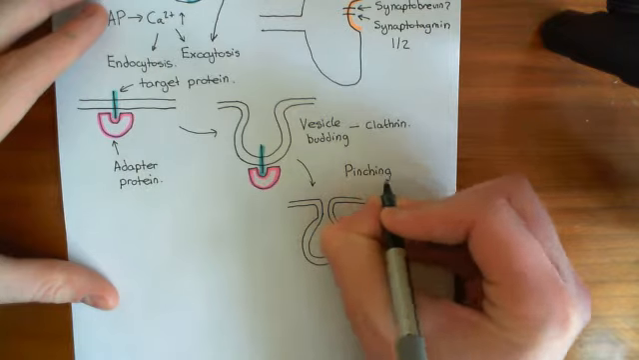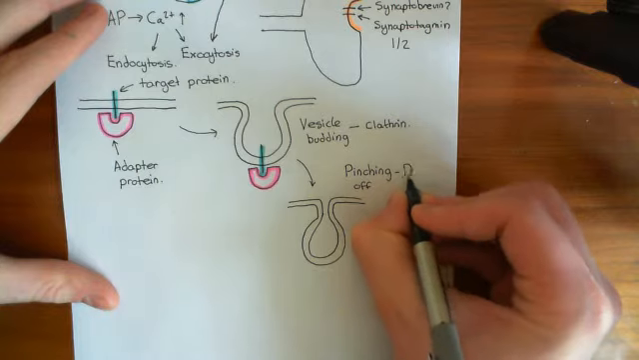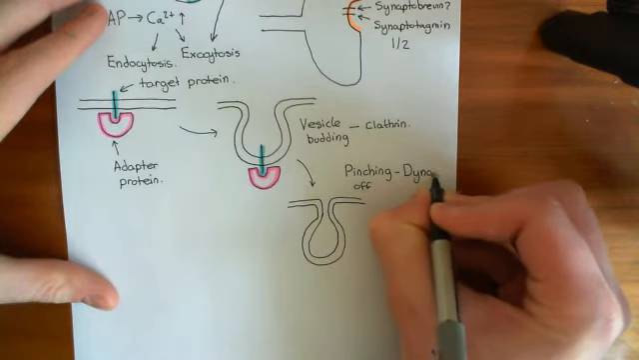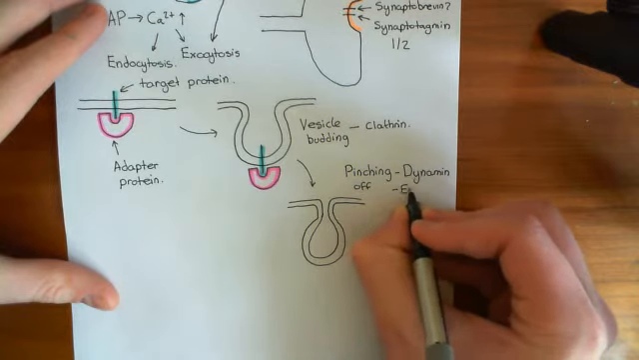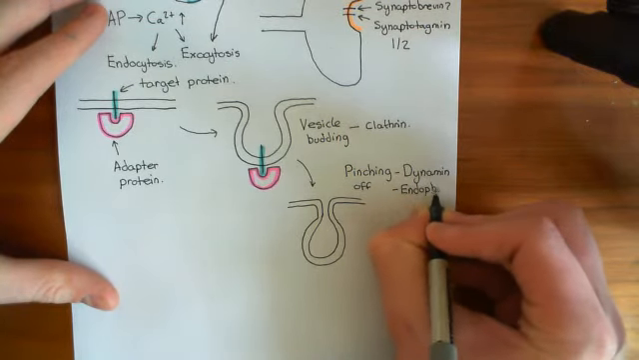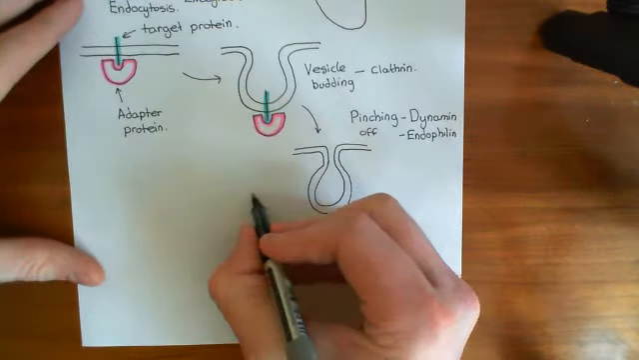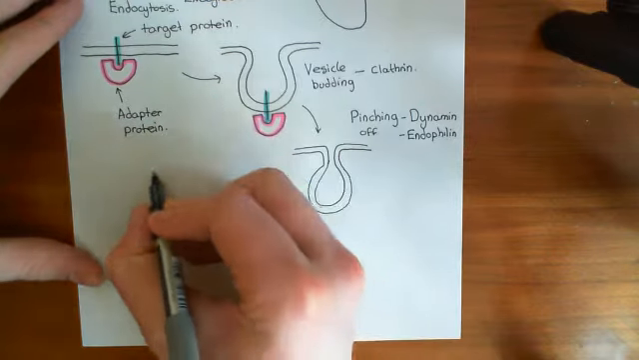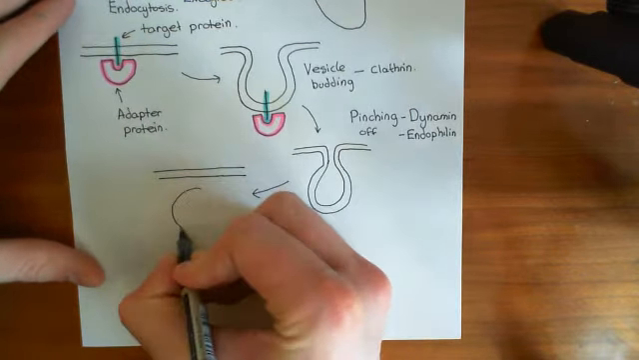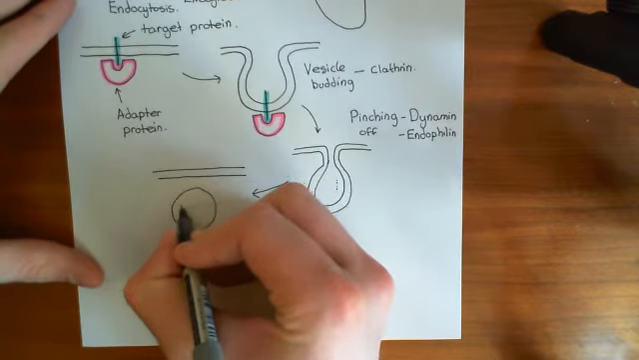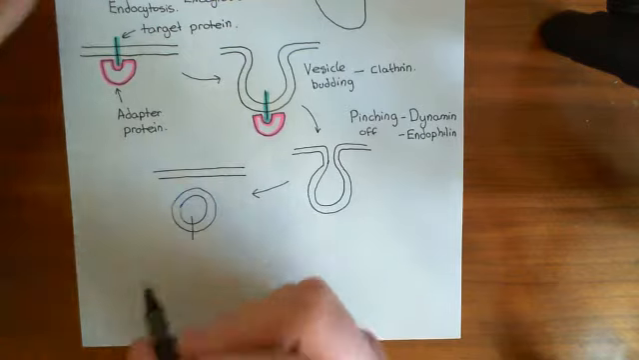And again, there are two proteins which are involved in this, and they are dynamin, which again we'll have a separate video on, and also endophilin. Okay, and then finally what we'll have is our endocytosed vesicle. So here's the plasma membrane, and here is our endocytosed vesicle. Okay, and it will have our target protein in here.